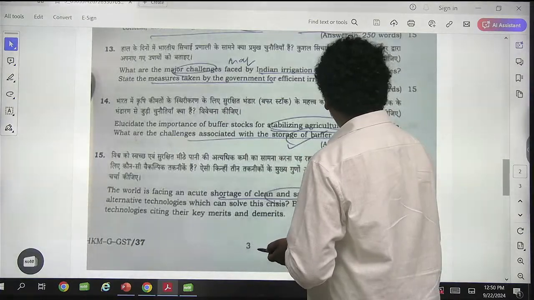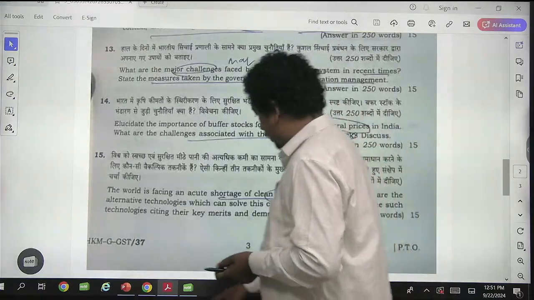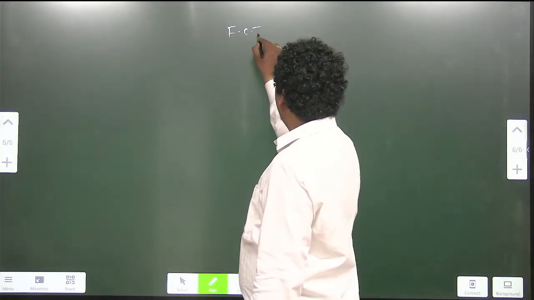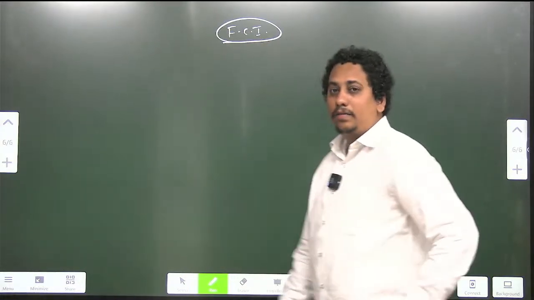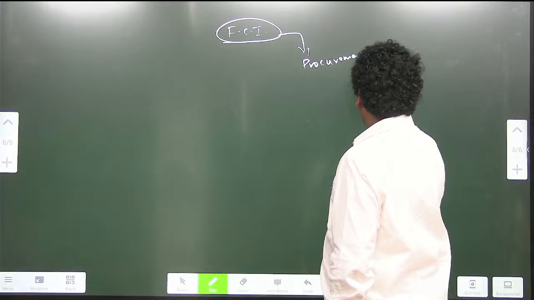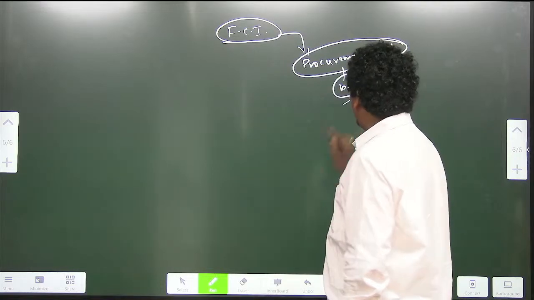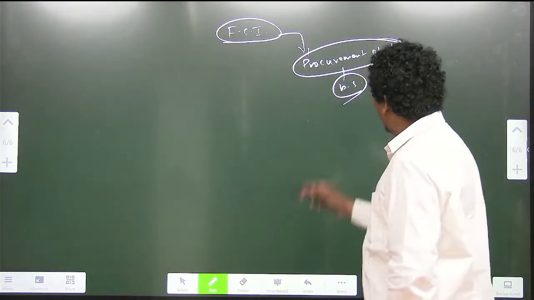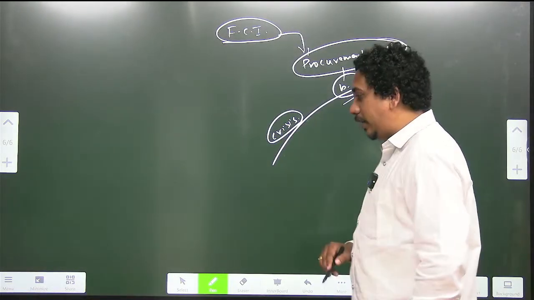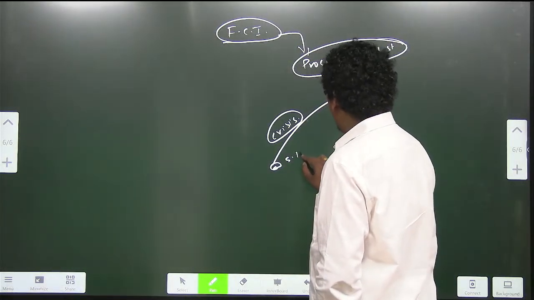Next, elucidate the importance of buffer stock in stabilizing agriculture prices in India. What are the challenges in buffer stock? You would have heard this concept in FCI, Food Corporation of India. Food Corporation of India is the agency responsible for the procurement of stock. And whatever the stock is there, that is called the buffer stock. What is the benefit of this buffer stock? This stock is stored so that in future if any crisis occurs, it shall be distributed at subsidized prices to the citizens.